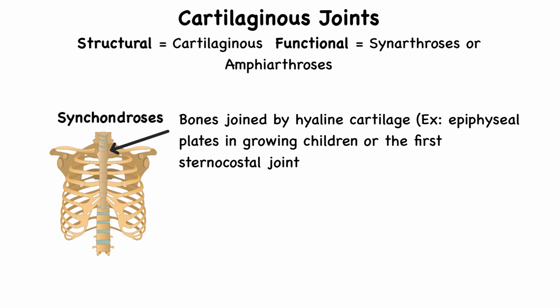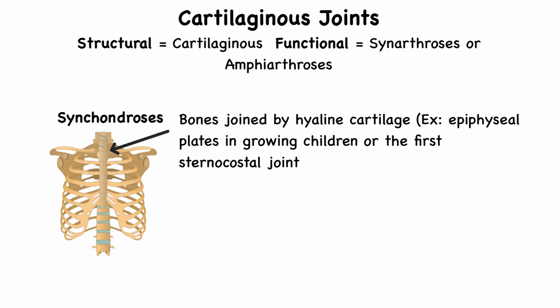Synchondroses, which are bones that are joined by hyaline cartilage. We see this in epiphyseal plates. So in growing children, there's a portion of that bone known as an epiphyseal plate where the growth is going to take place. And so this would be an example of a synchondroses. Or we can see this in the first sternocostal joint. And these, again, are usually immovable.